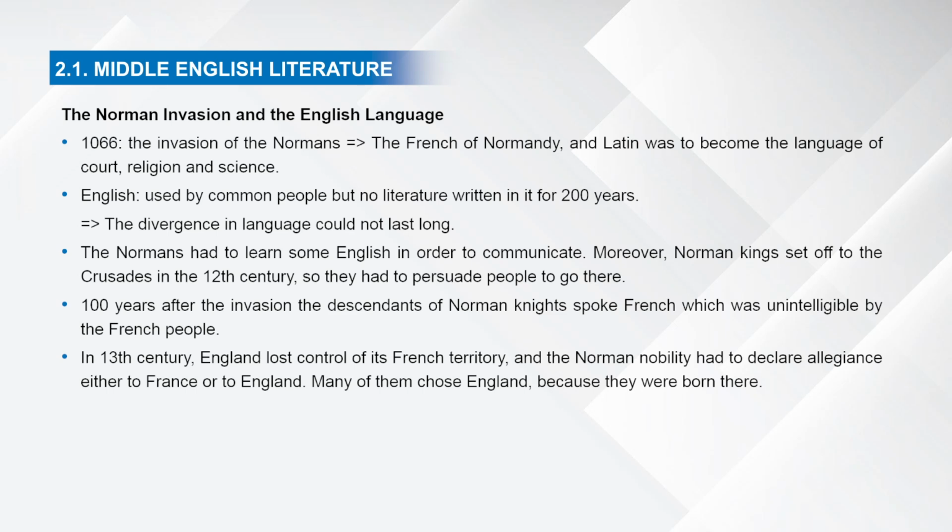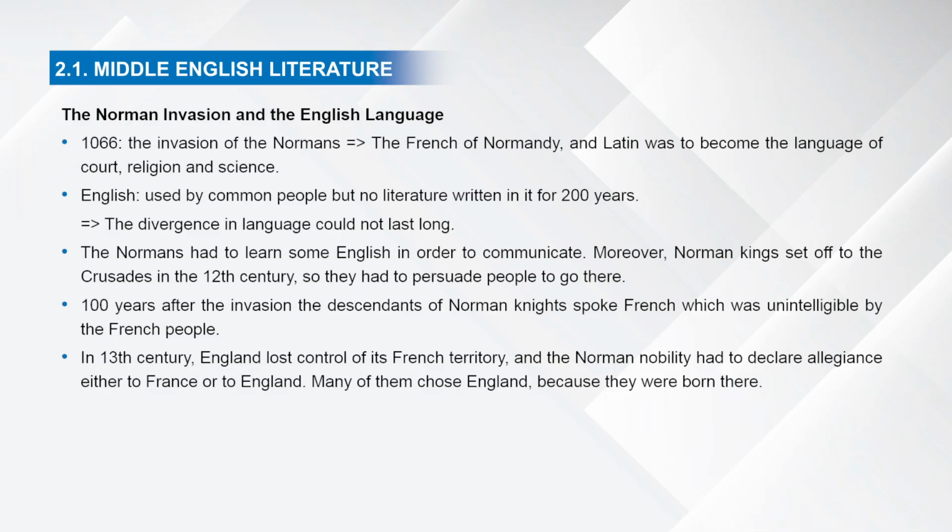However, the situation of the ruling class speaking one language and the subordinate the other could not last long. The Normans had to learn some English in order to communicate. Moreover, Norman kings set off to the crusade in the 12th century, so they had to persuade people to go there. 100 years after the invasion, the descendants of Norman knights spoke French which was unintelligible to the French people.